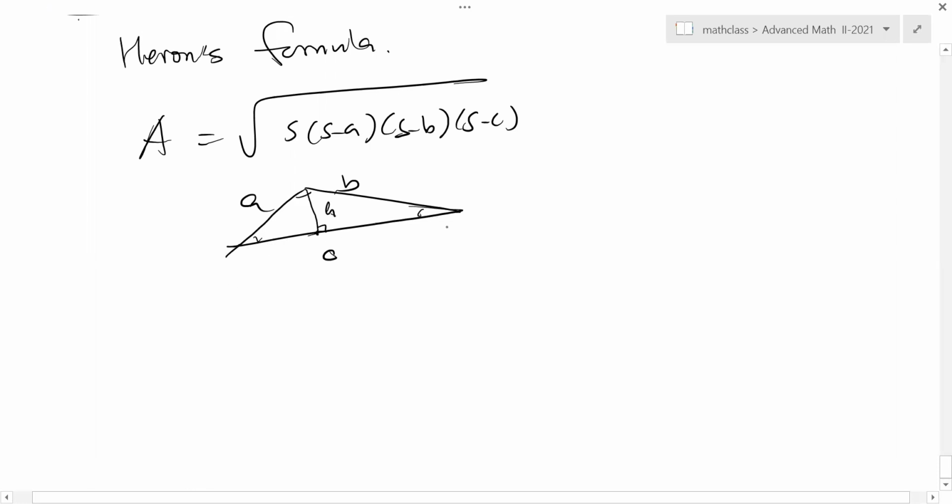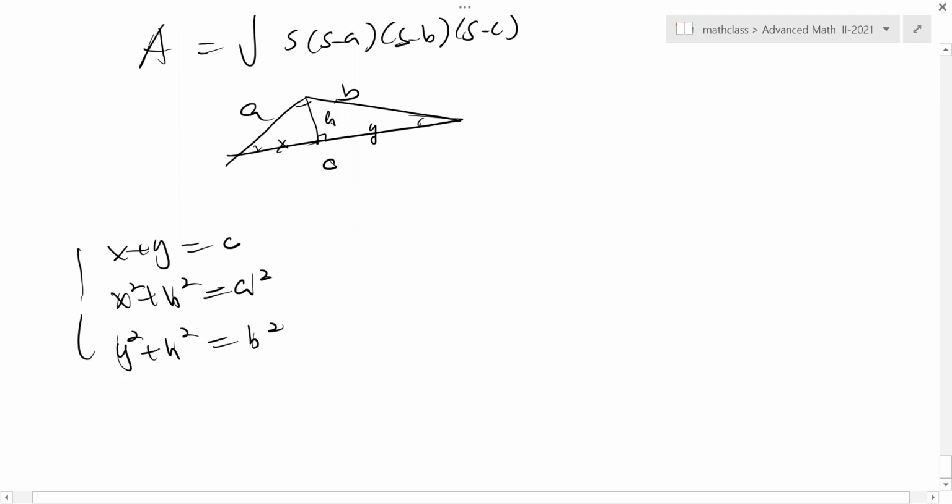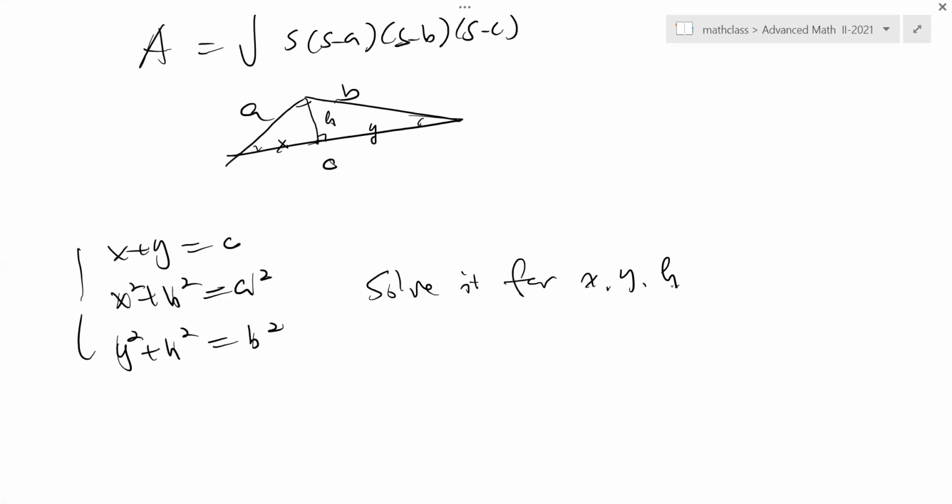We can assume that that's a picture, right? So this side is x, this side is y. The same idea as I can show you: x plus y equals c, x squared plus h squared equals a squared, and y squared plus h squared equals b squared. Okay, so you can solve for x, y, and h. Now, once you get h, it's the same idea, you repeat it. Once you get h, let's find out the formula we get.